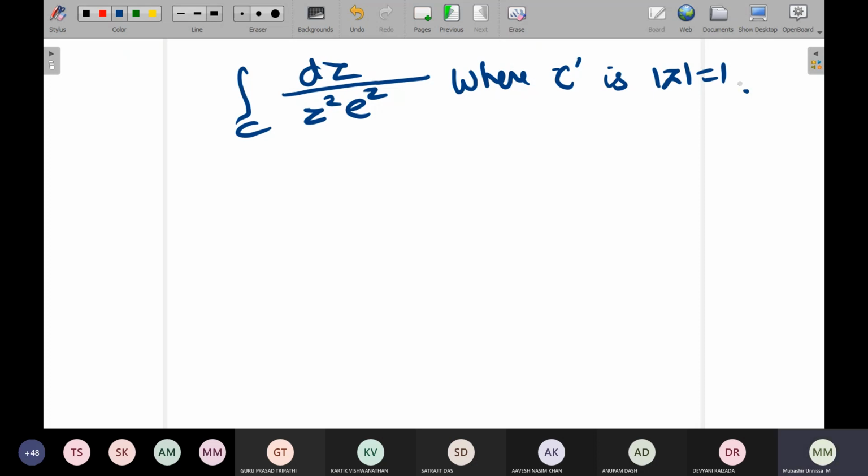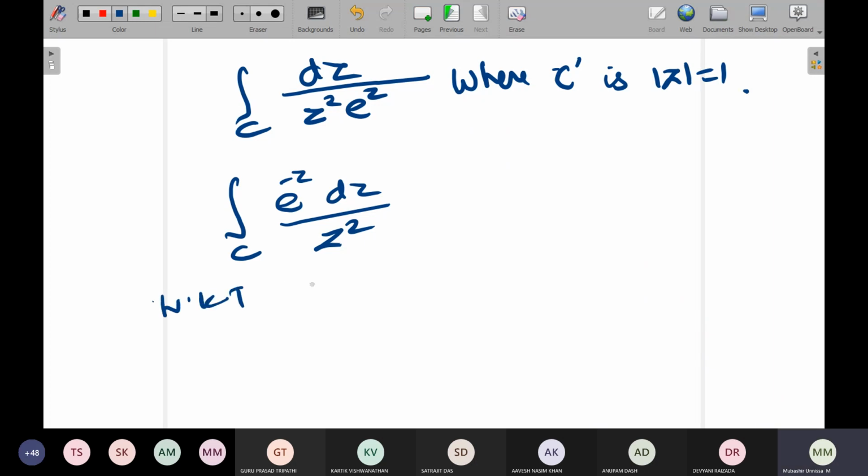Now tell me, how will you do this problem? We take f of z as e power minus z. Very good. F of z, you can take it as e power minus z. So you rewrite this integral as e power minus z into dz divided by z square. So a will be 0, ma'am.